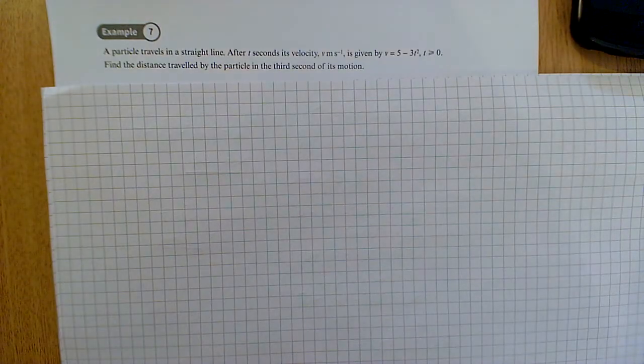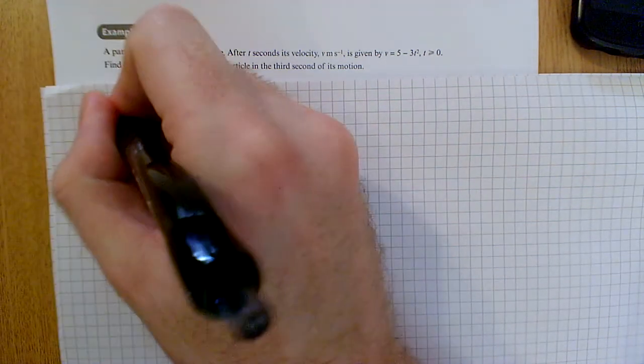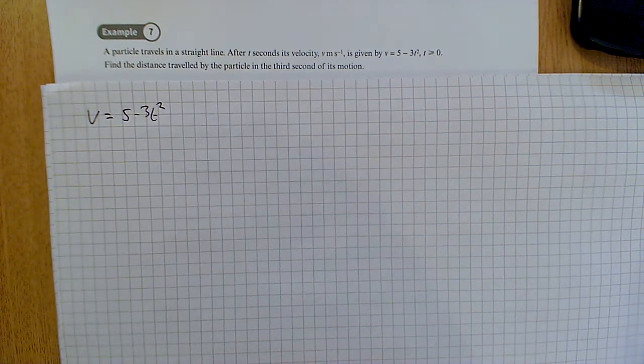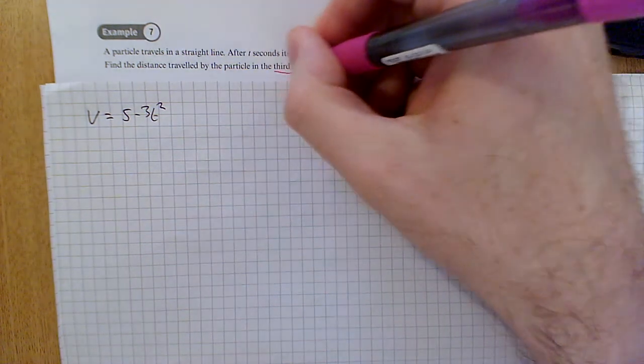Okay, so example 7. We've got a particle travelling in a straight line, and it gives us velocity as 5 minus 3t squared. It then asks the distance travelled by the particle in the third second of motion. So firstly, we have to think about what the third second of motion is.